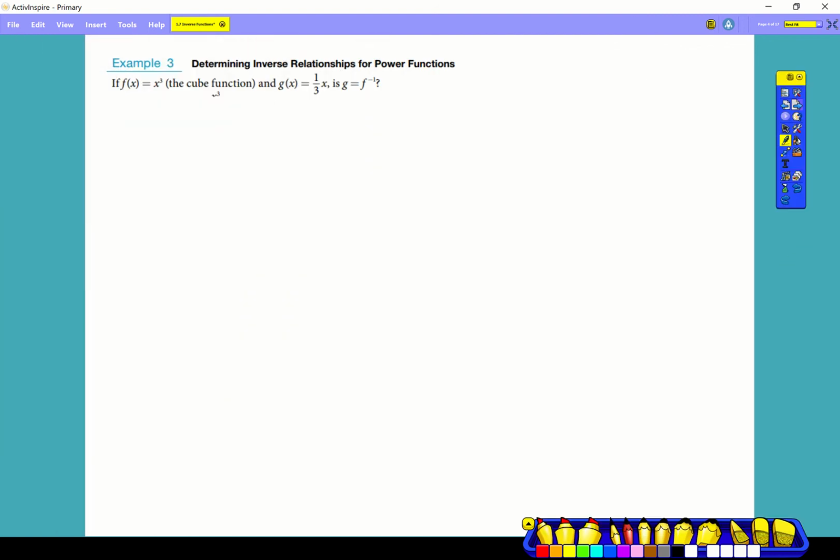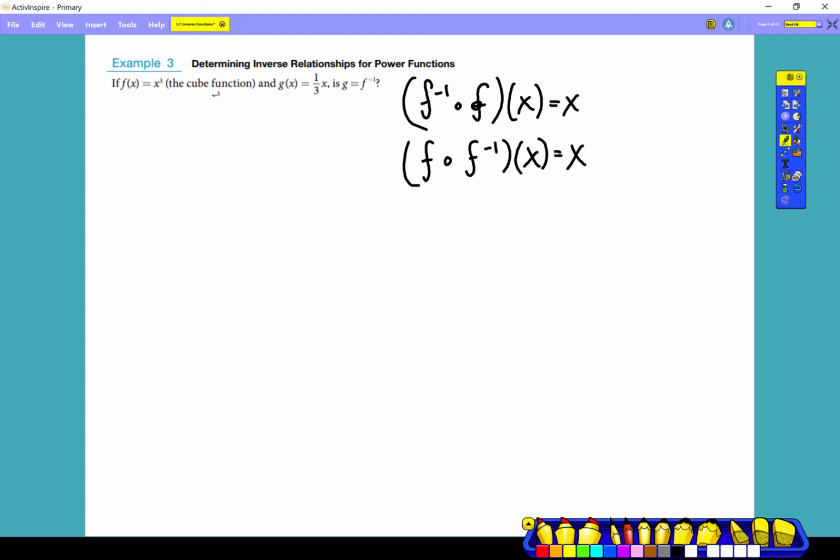So determining inverse relationships for power functions. This is a good one. So determine the inverse relationship. Remember, f of negative 1 of f of x equals x. And even if you switch them, they should still equal x if they are inverses of each other, only if they are inverses of each other. So we'll start with g of f of x like we did in our last problem, since g is the inverse.